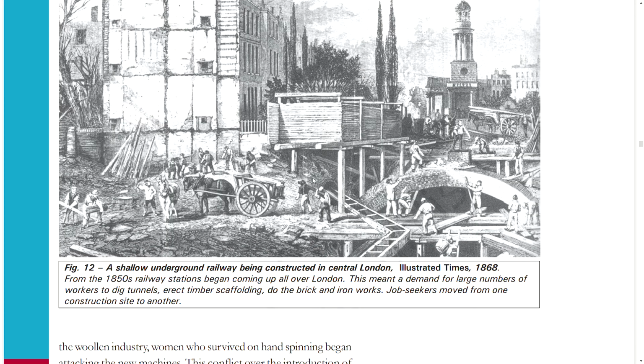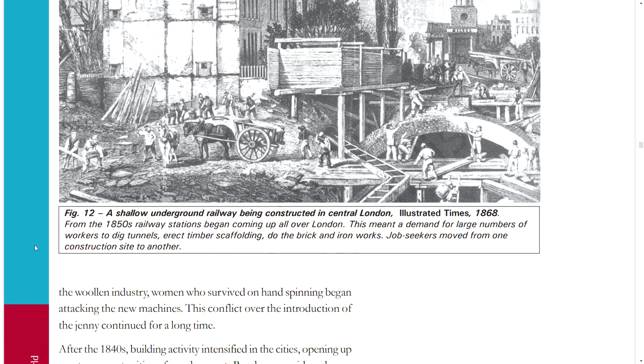Figure. A shallow underground railway being constructed in central London. Illustrated Times, 1868. From the 1850s, railway stations began coming up all over London. This meant a demand for large numbers of workers to dig tunnels, erect timbers and scaffolding, and do the brick and iron works. Job seekers moved from one construction site to another.